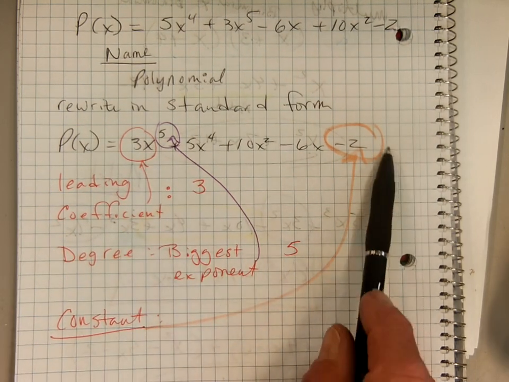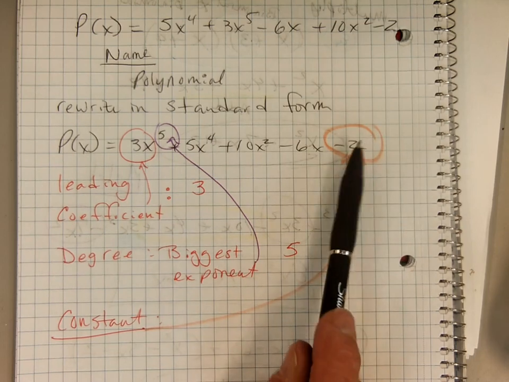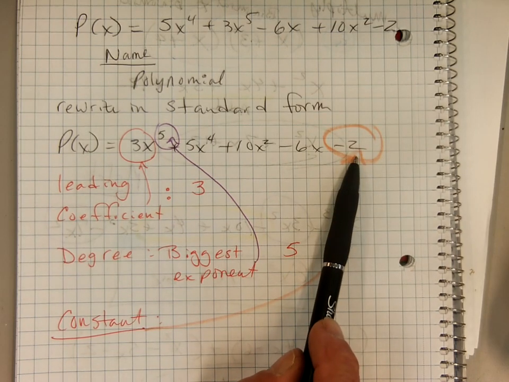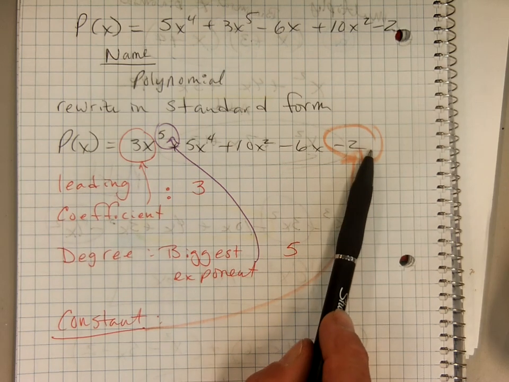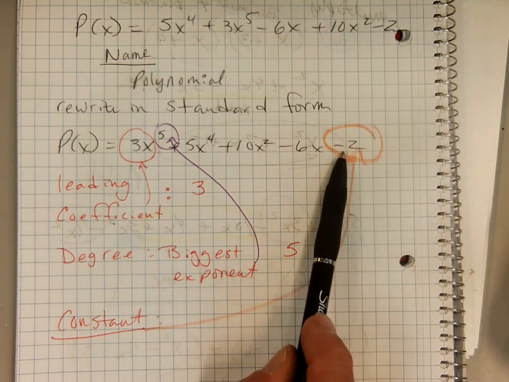And then this is a constant. A constant is a number without a variable. It stays constant. It's negative 2. It does not have a variable. So a number by itself, no exponent, no variable, just plain old negative 2, is called a constant.